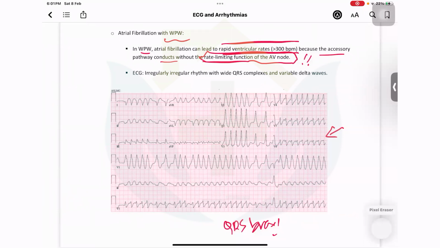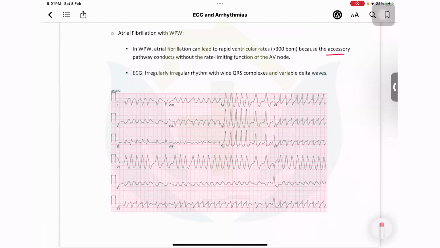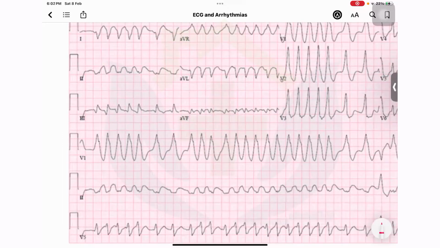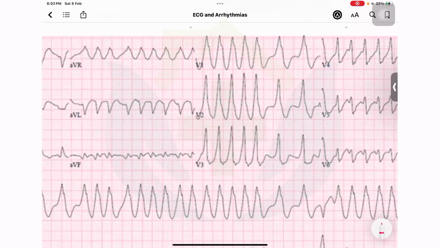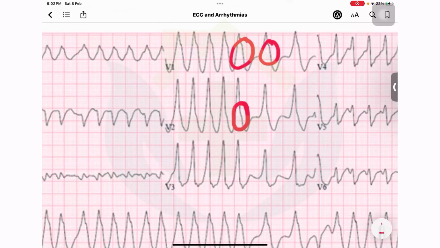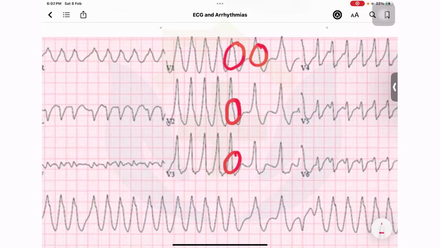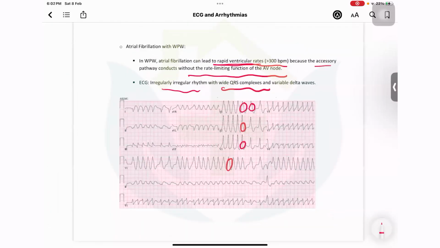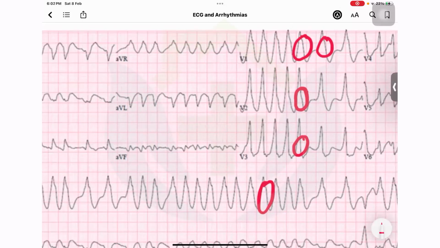Now I have kept a specific ECG for atrial fibrillation with WPW. So here you can appreciate that in WPW, there will be definitely rapid ventricular rates because the accessory pathway conducts without any AV nodal restriction. So irregular rhythm with wide QRS complexes. And how can you define that this is not a VT? Because you can obviously find out a delta wave here. Can you see the delta wave here? On the sagging segment, on the descending segment, you can see a delta wave here. So you can actually say that this is atrial fibrillation with aberrancy. Okay.